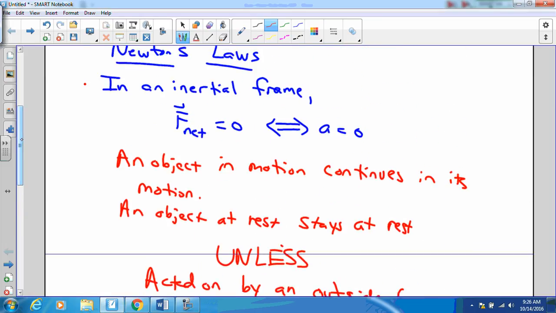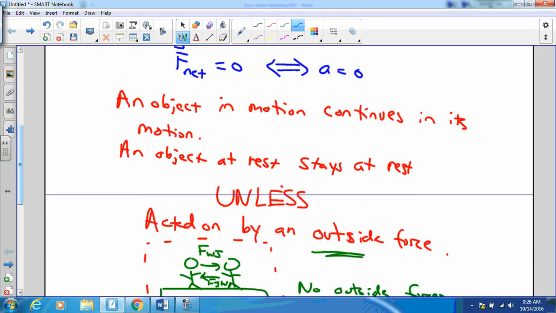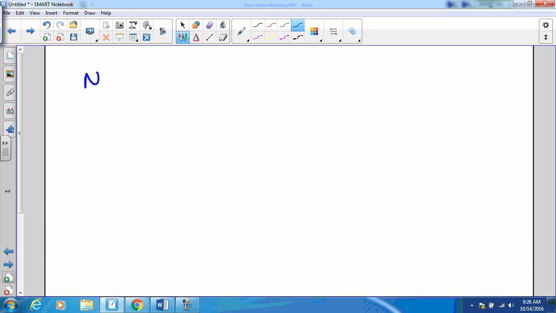So that's Newton's first law. Well, what if F net is not zero? Newton's second law. Here was Newton 1, and I'm going to abbreviate this N1 for Newton's first law. Newton's second law.